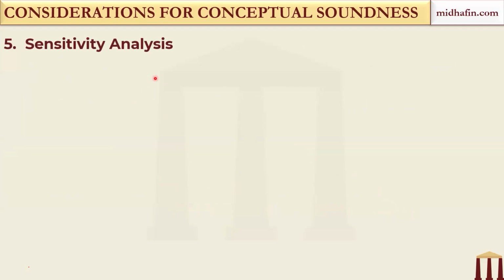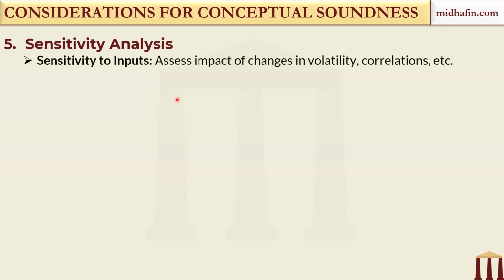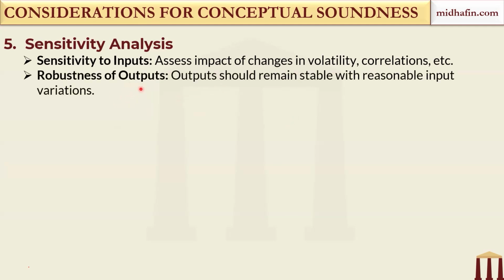Next, we have sensitivity analysis, which is kind of like tweaking the knobs and seeing how the output changes. So let's say I slightly change the volatility or tweak the correlation matrix to some extent, does the VAR spike or does it stay relatively stable? This will give us a sense of whether the model is too fragile or reasonably robust.